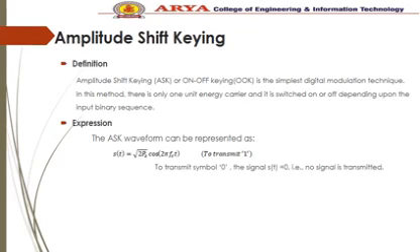ASK modulation, amplitude shift keying modulation. Amplitude shift keying, or on-off keying modulation, is the simplest digital modulation technique. In this method, there is only one unit energy carrier and it is switched on or off depending upon the input binary sequence. The ASK waveform is represented as s(t) = √(2Ps) cos(2πfc t) to transmit the bit 1. Here Ps is the signal power and fc is the carrier signal frequency, and to transmit 0 the signal will be 0. Here no signal will be transmitted.